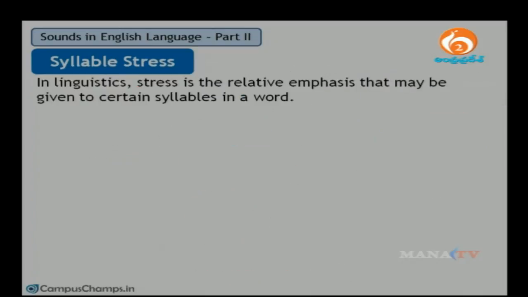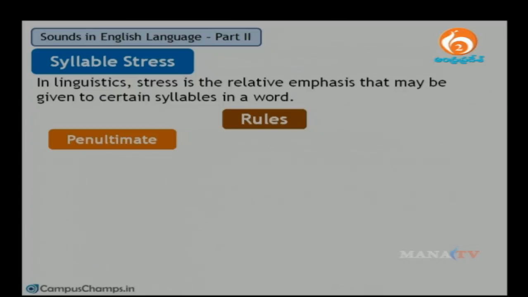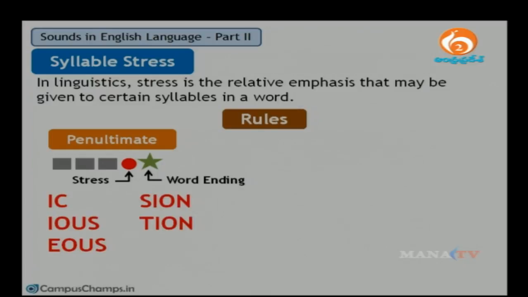All right. So what do we mean by syllable stress? In linguistics, stress is a relative emphasis that may be given to certain syllables in a word. So what are the rules? There are certain rules. One is called the penultimate rule and the second one is called the antepenultimate rule. Now pay attention to this particular design that I have put together. The rule basically pertains to the word ending. If your word ends with any of these 5 endings.